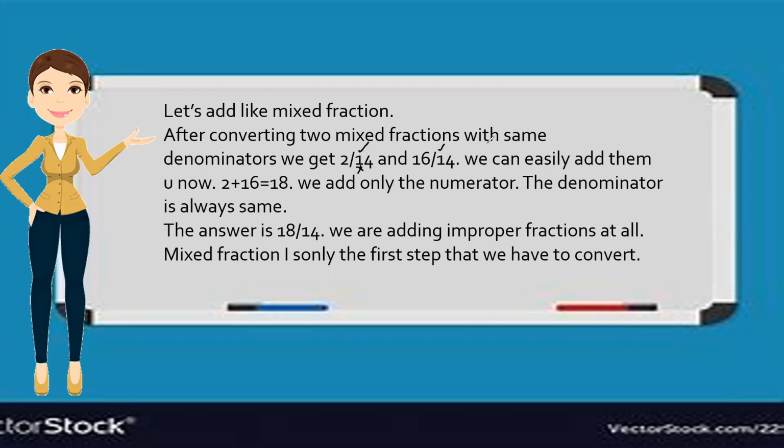Now we can easily add them. Since we have the same denominator, we put the denominator only once: we have two 14s here, so we put one 14, and then in the numerator we do 2 plus 16, that is 18 by 14. We will not reduce this because it is not asked. We are only asked to do the addition. The answer is 18 by 14.